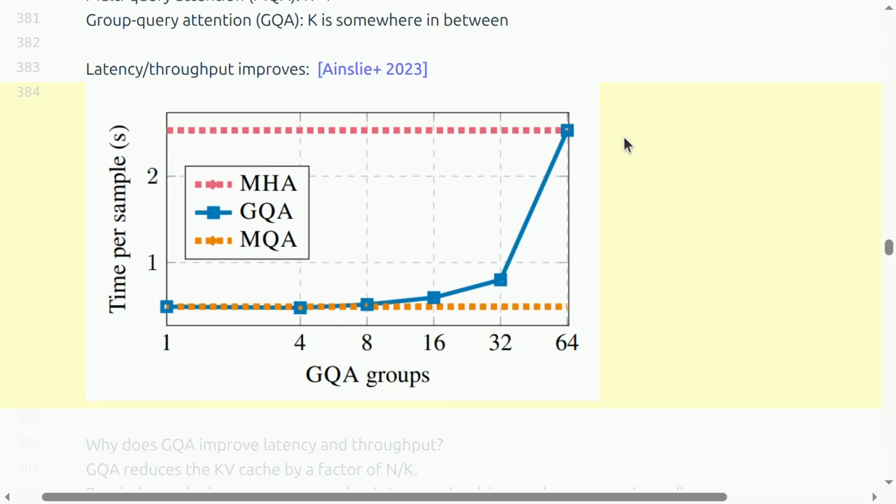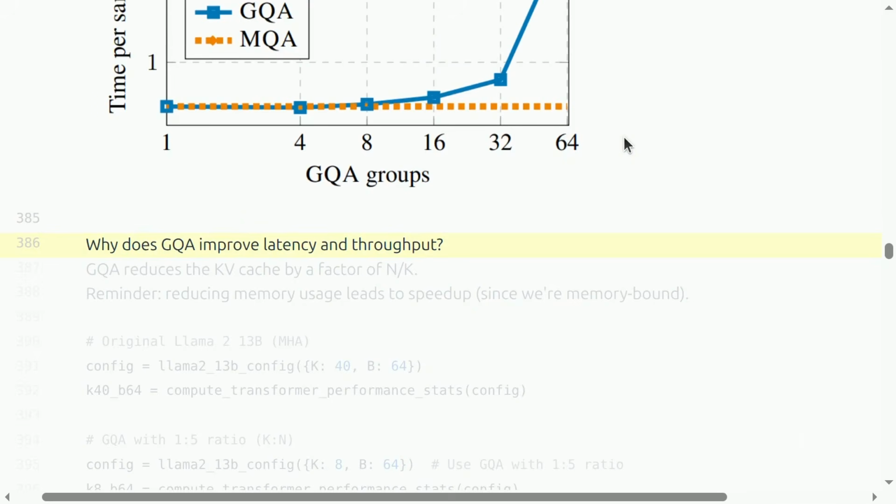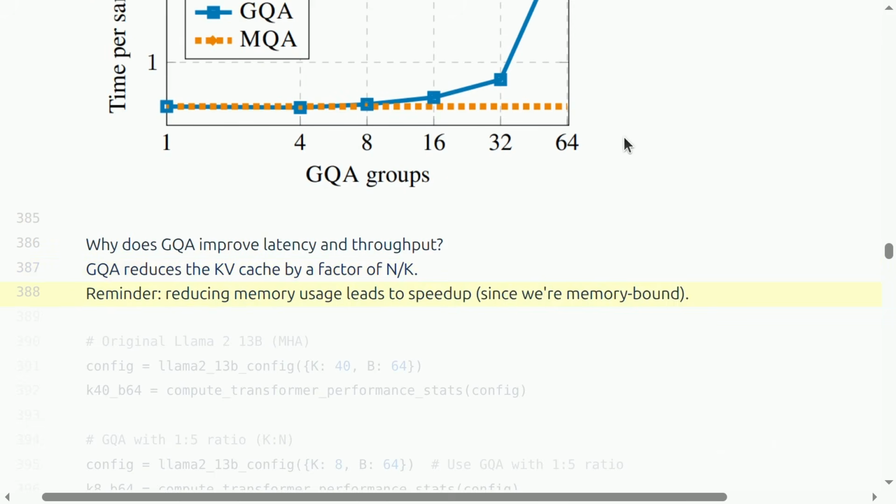Okay, so why does GQA improve the latency and throughput? Well, it reduces the KV cache by a factor of n over K. Just as a friendly reminder, reducing memory usage leads to speedup because we're memory bound.